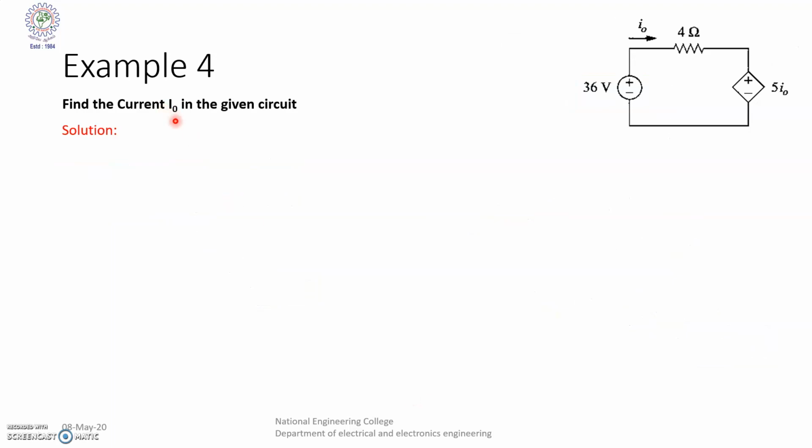Find the current I0 in the given circuit. Here we have a dependent source.